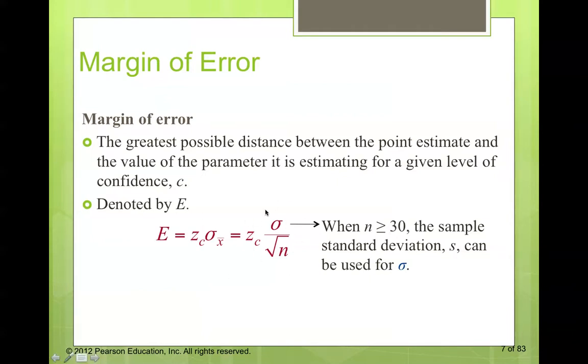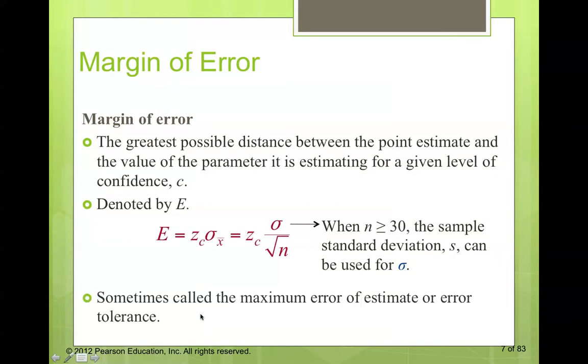We are going to be taking this, plugging in the z-score that we just found, multiplying it by these values, and then we're going to add and subtract it to x bar to find what we are really trying to figure out, which is the confidence interval. But I will review all of that as the PowerPoint goes on. Sometimes this is called the maximum error or estimate of error tolerance.